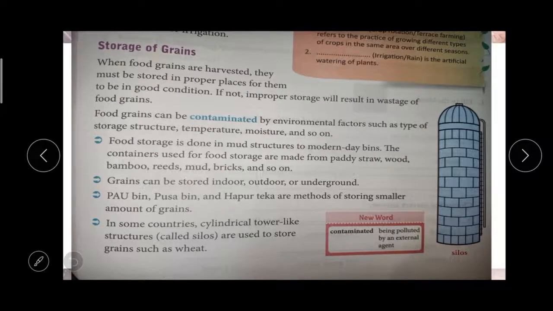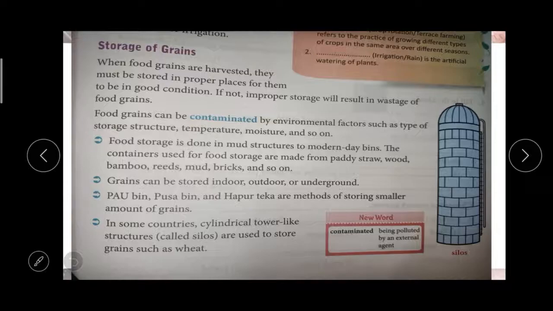When the food grains are harvested, they must be stored in a proper place, right? If there is no proper storage, it will be wasted. So it is necessary to maintain a proper place for the storage of grain. Food grains can be destroyed by environmental factors: the storage structure, temperature, moisture content, the rainy season. So it is necessary to find a particular place for the storage of the food grain.